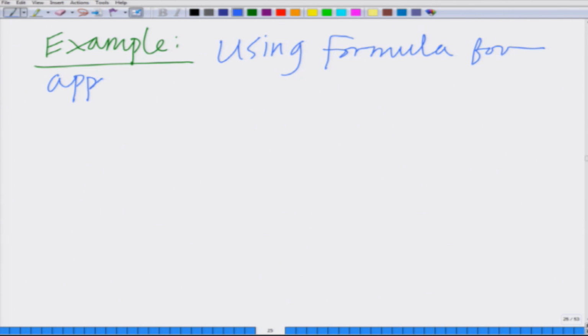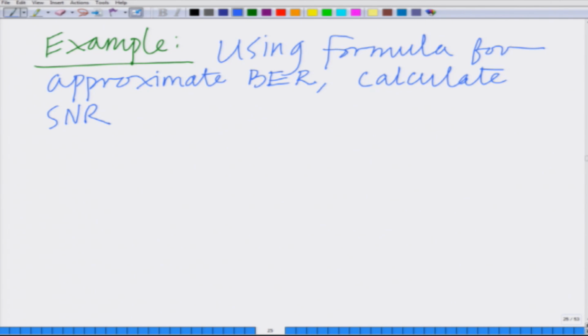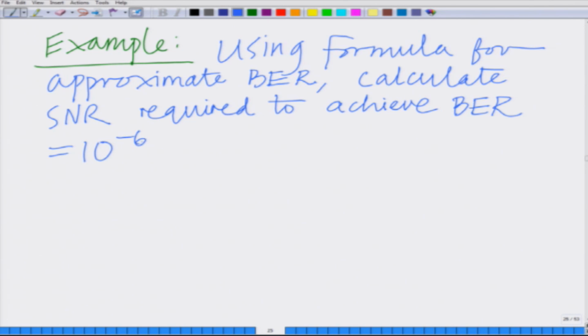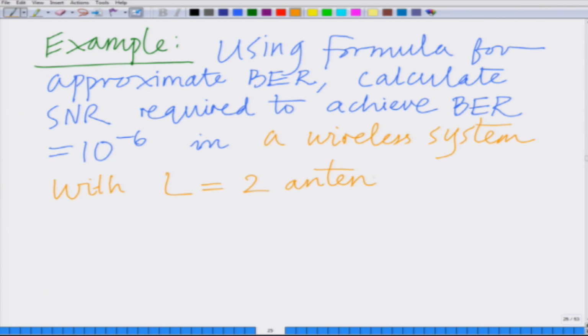Using our formula for approximate bit error rate, calculate the SNR required to achieve bit error rate equals 10 to the power of minus 6 in a wireless system with L equal to 2 antennas.